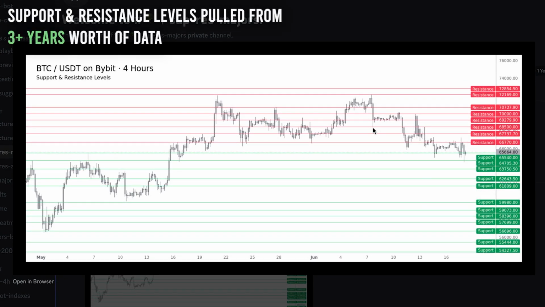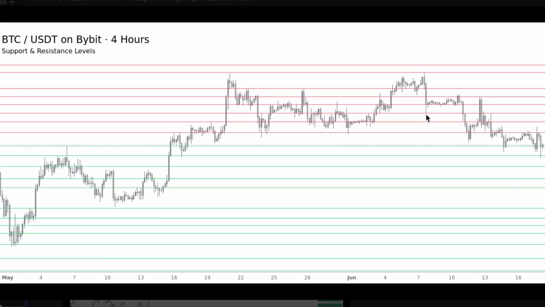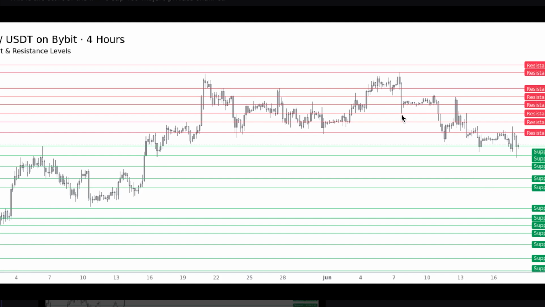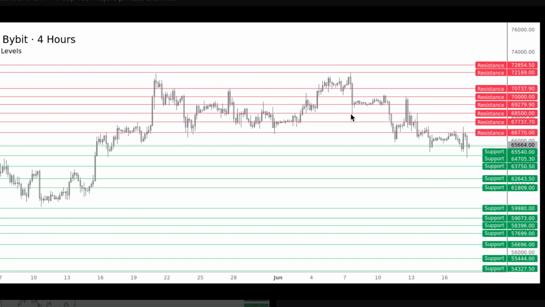Our levels that you guys see inside of the Discord here are actually pulled from 3 years worth of data. So instead of having to eyeball these levels, which typically traders have to do, this is literally pulled from 3 years worth of data, giving you guys concrete data-driven mathematical levels to play.